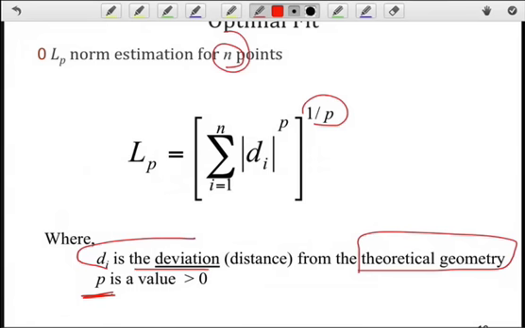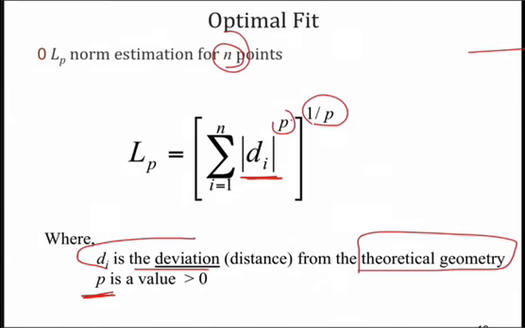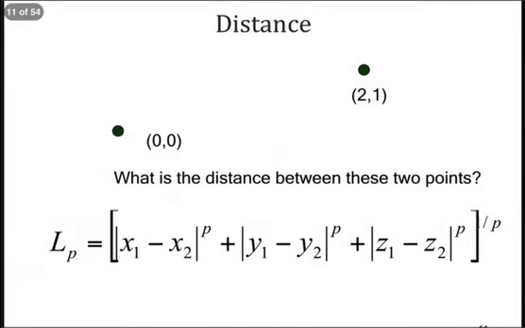So here what we've got is the sum of our deviations. If p is equal to 2, you can see what's going to happen here: we're going to square our deviations. If p is equal to 1, I'm just going to take the absolute value of the deviations. That would be my LP norm estimation. Then we can use that in some type of optimization to determine the best fit for our points. So let's think about distance here, because it's a commonly used metric.